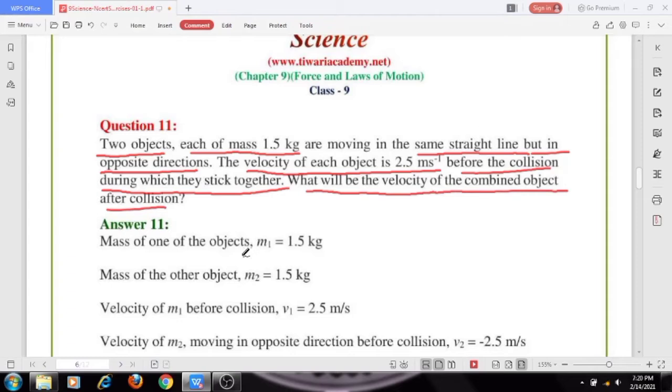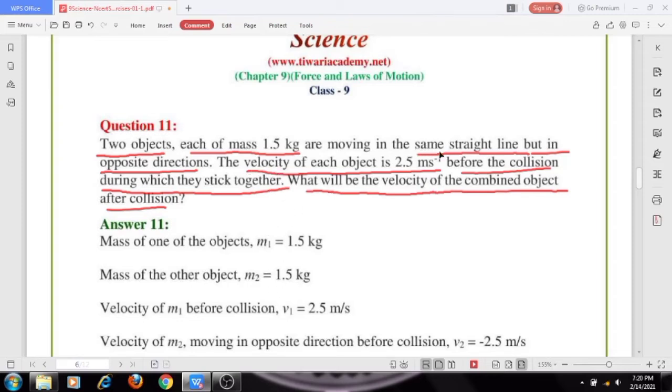So now we will write the data here. Mass of one object, we'll take it as m1 is equal to how many kg? 1.5 kg. Why? Because we have how many objects? Two objects, each of mass 1.5 kg. So even though we have two objects, the mass of the two objects remains the same. So m1 is equal to 1.5 kg, and also the mass of the other object, that is m2, is equal to 1.5 kg, right?